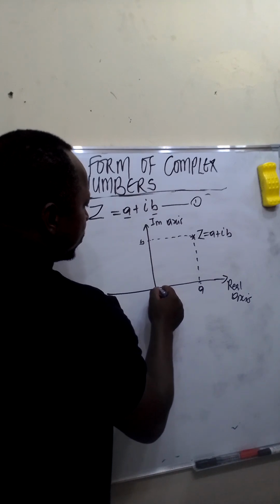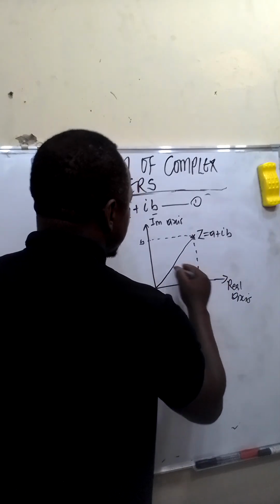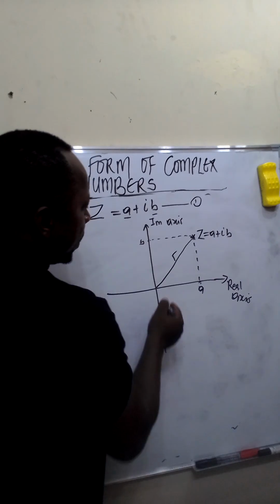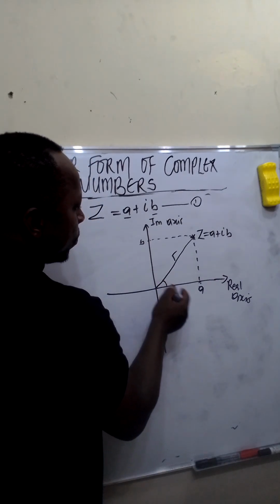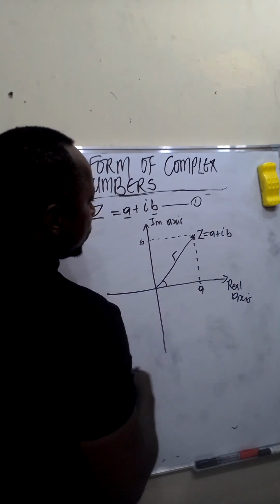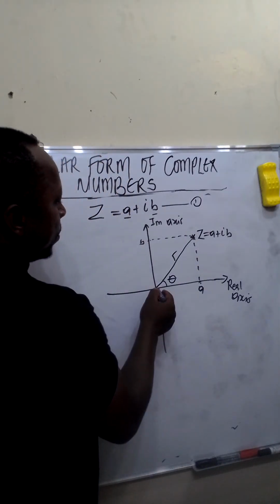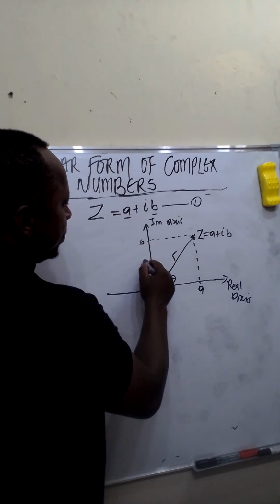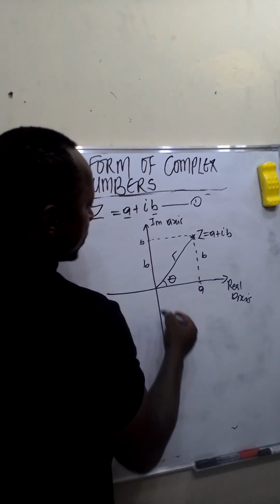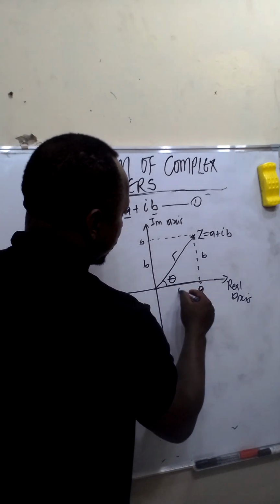The distance from the origin to this point where A and B meet is called the modulus and is represented with letter R. The angle from the positive real axis to the modulus is called the argument and is represented with theta. Now from this point to this point is B. It implies from here to here will also be B. From this point to this point is A. It implies this side will be A.